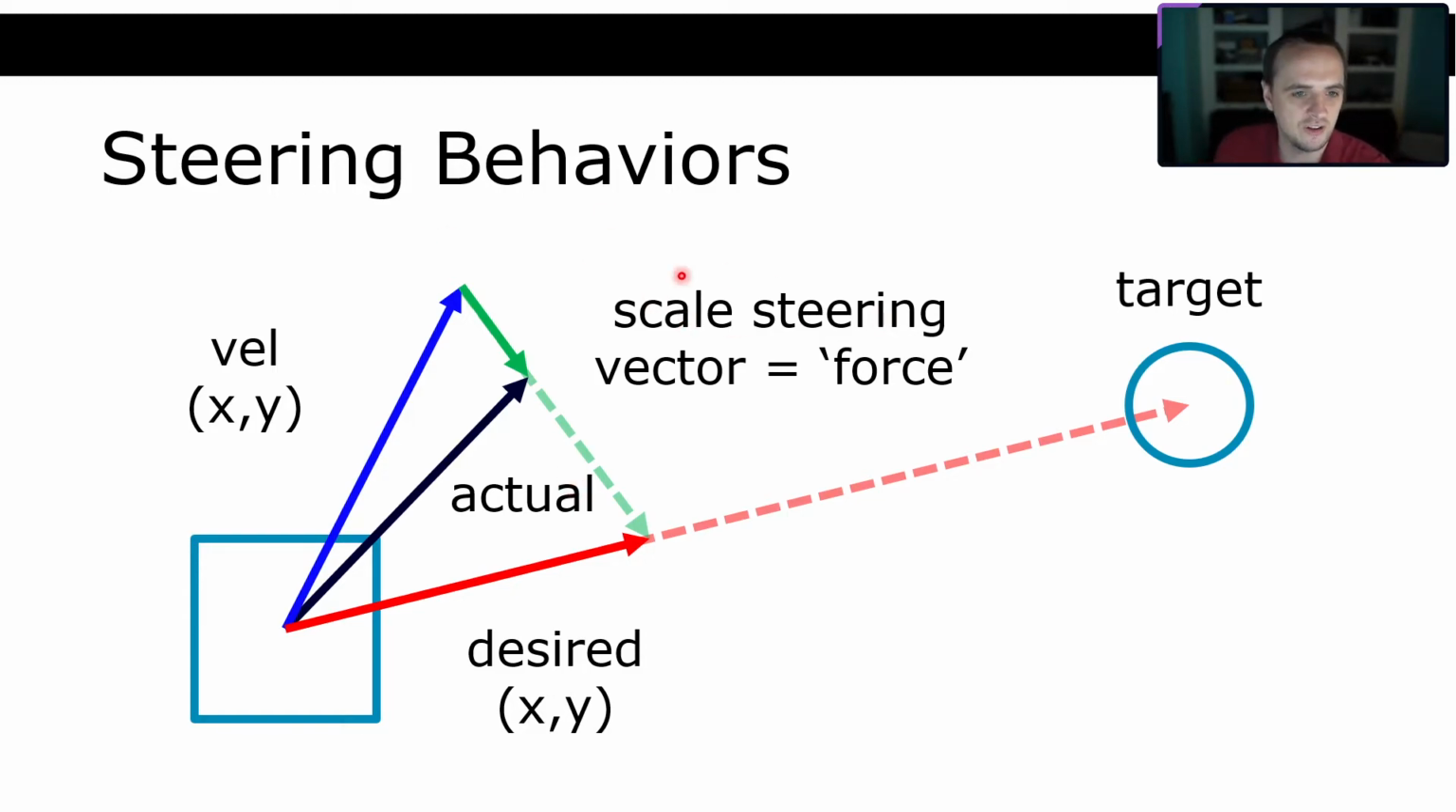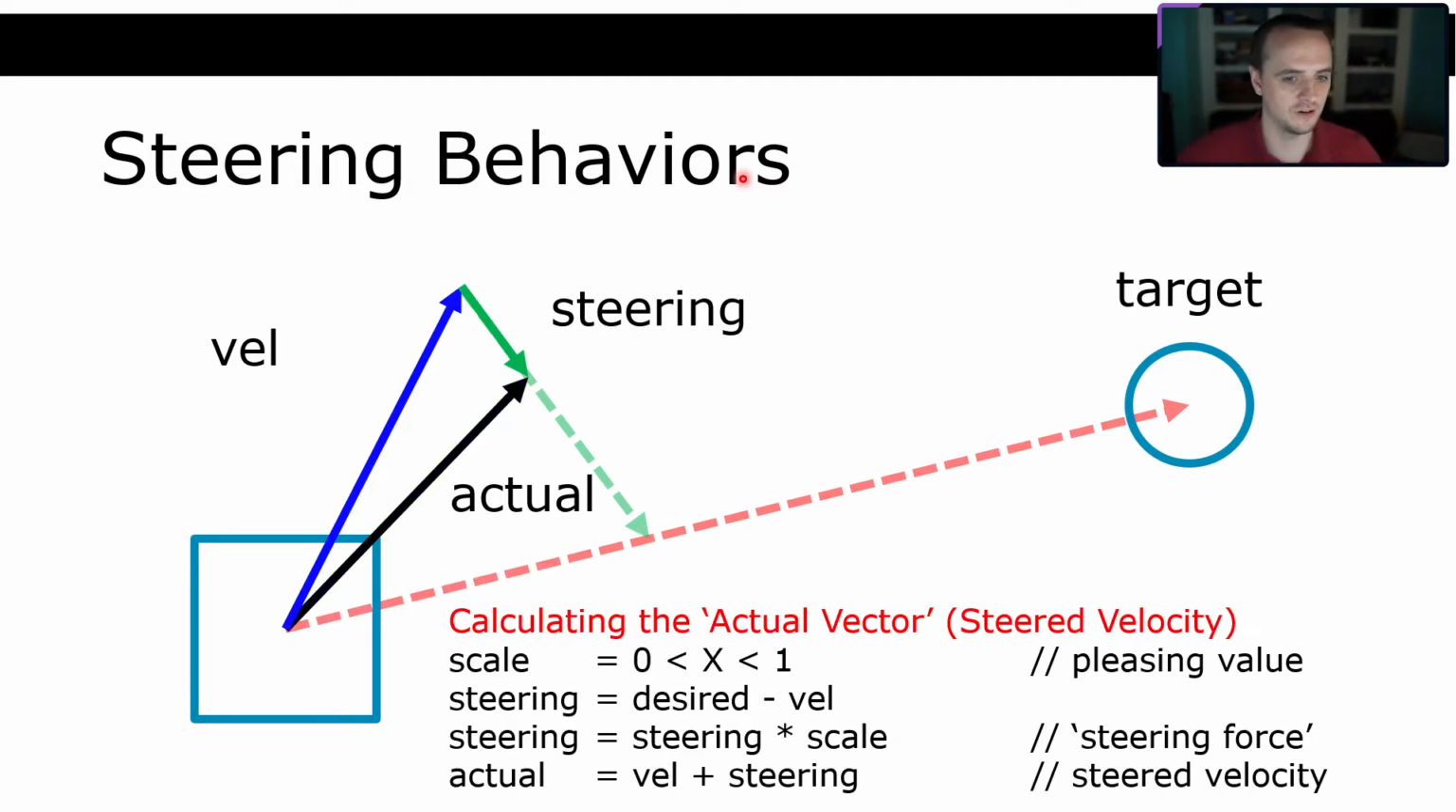And when we scale this vector, that is sort of reducing the force of the steering, right? So we have this green vector, and so vel plus the green vector is the actual. So actual here means the actual velocity that we will want to have on the next frame. So that's what we have. And if we want to calculate the actual vector, well, the math for that is also very simple.